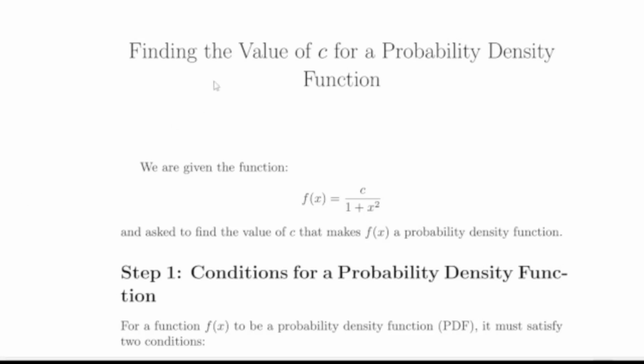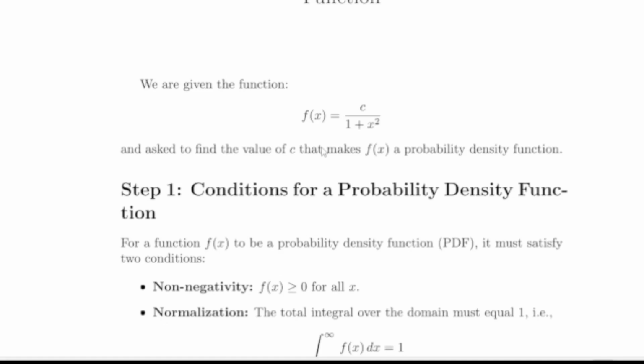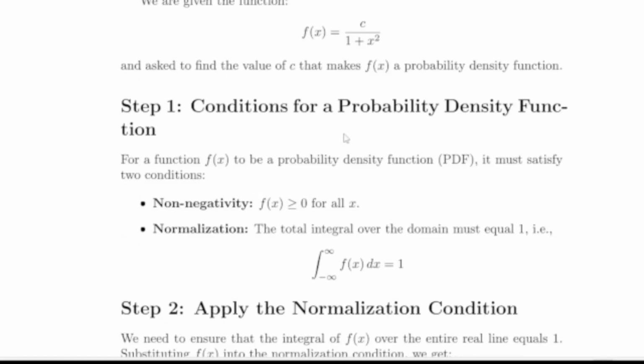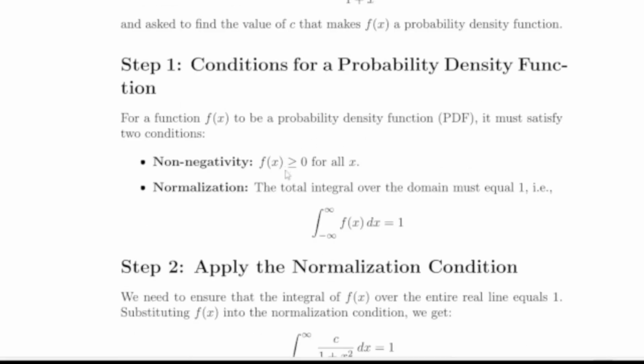In this video, we want to find the value of c for a probability density function. Here we're given f of x equals c over 1 plus x squared. This is also known as the Cauchy distribution. So we know that for a probability density function, it must satisfy the condition that it's non-negative.